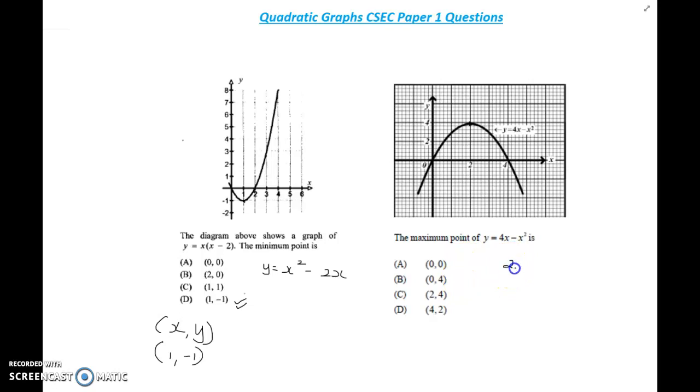So again, x value is 2, y value is 4. Remember, for points, it's always x, comma, y, right? So 2, 4, which is C.